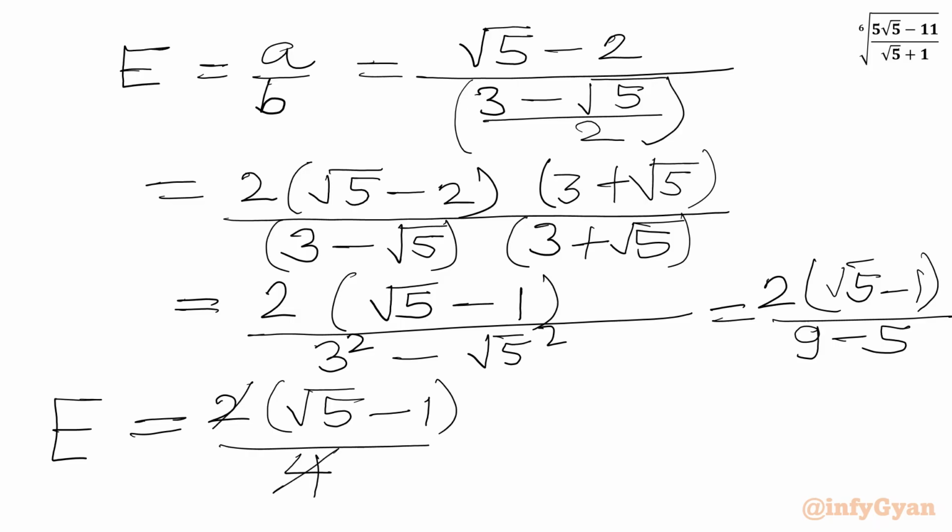Now 2 and 4 will be cancelled out. Denominator will be 2 now. So our final answer becomes square root 5 minus 1 over 2.